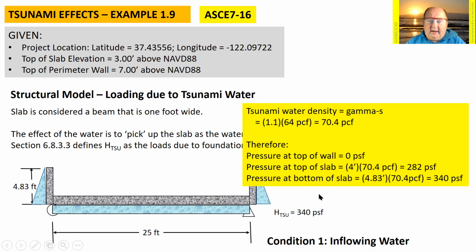The pressure at the bottom of the slab would be 4.83 times the density of water, or 340 pounds per square foot. When the water is inflowing, it's fully surrounding the slab and the walls. There's no water assumed inside. So my hydraulic pressure is 340 pounds per square foot.